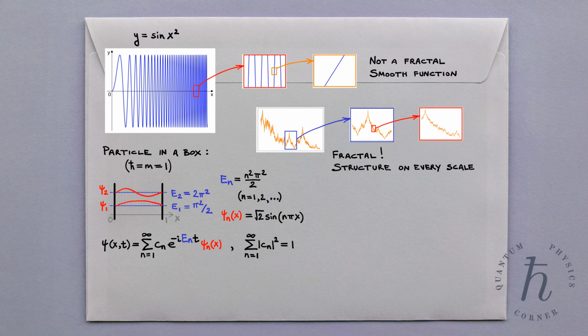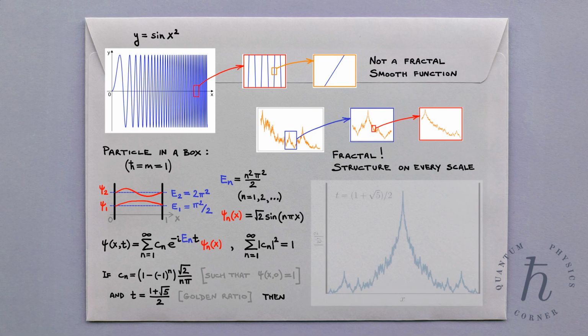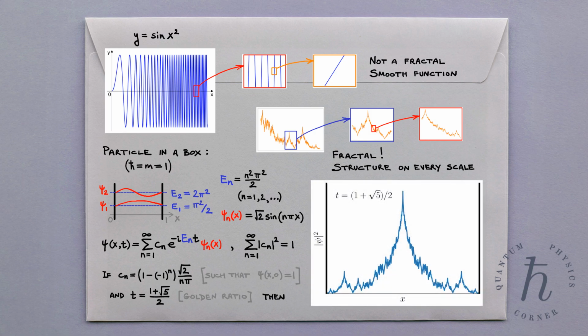But here's where fractality comes in. If we choose the expansion coefficients in a very specific way, equivalent to starting with an initial wave function that is simply constant everywhere inside the box, and then look at the system at a very particular time, namely when t is given by the golden ratio, the squared modulus of the wave function develops an extremely jagged structure. Careful mathematical analysis confirms that this function has structure on every scale. In other words, it is a fractal.